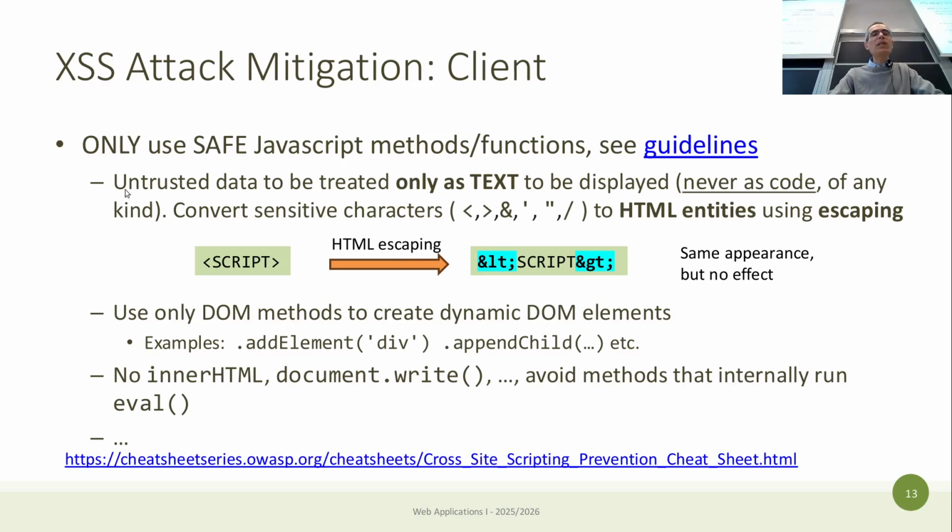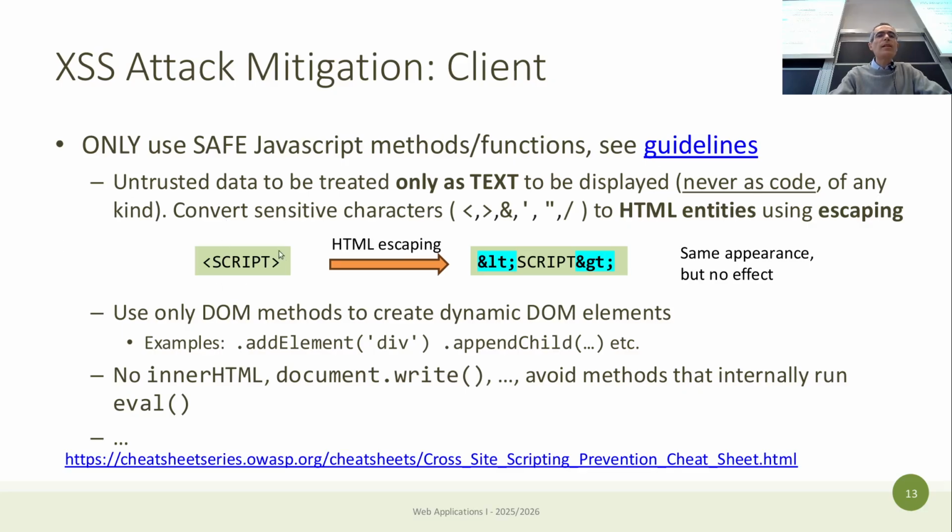The main point is that untrusted data must be treated only as text to be typically displayed. So anything that arrives from an external source, is not generated internally by the application, must be treated only as text, so not as code. It must not be executed, never. Because you risk executing code that you don't want to execute, of course.